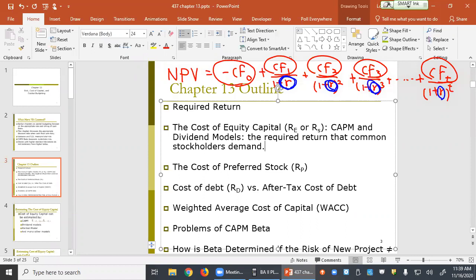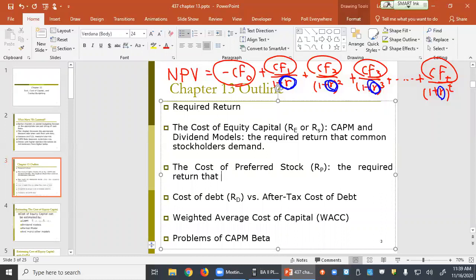Using that exact same logic, we know what cost of preferred stock and cost of debt are. Cost of preferred stock, we use RP, where P represents the preferred stock. So what is cost of preferred stock? It will be the required return that preferred stockholders demand.